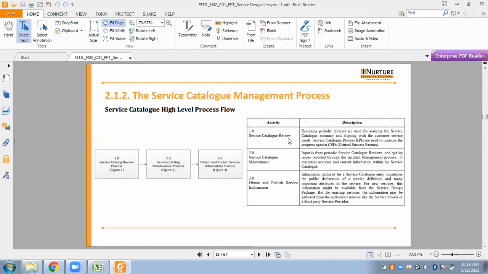See, service catalog review. The first process that we have is the service catalog review. Recurring periodic reviews are used for assuring the service catalog accuracy and aligning with the customer service needs. Service catalog process KPIs are used to measure progress against the critical success factors.